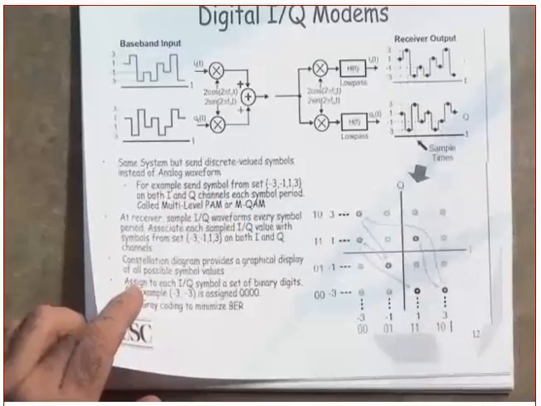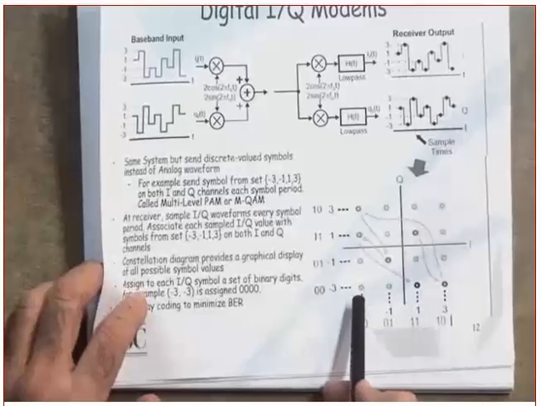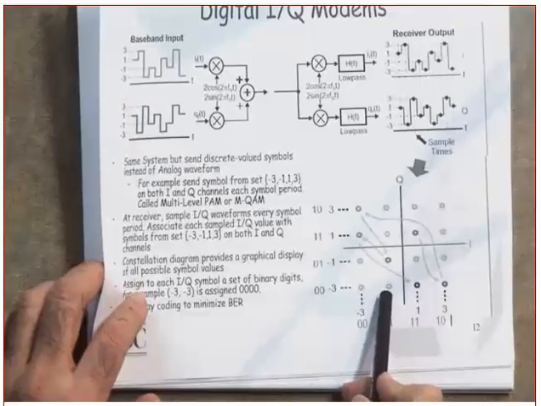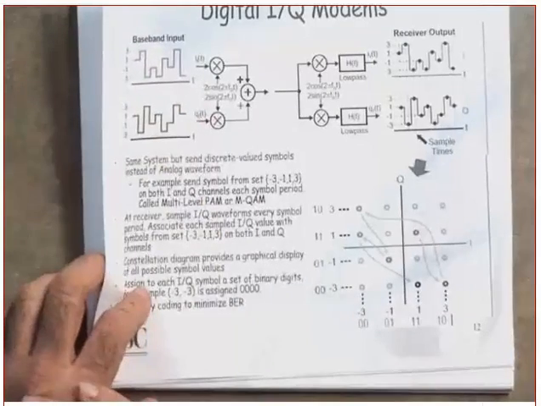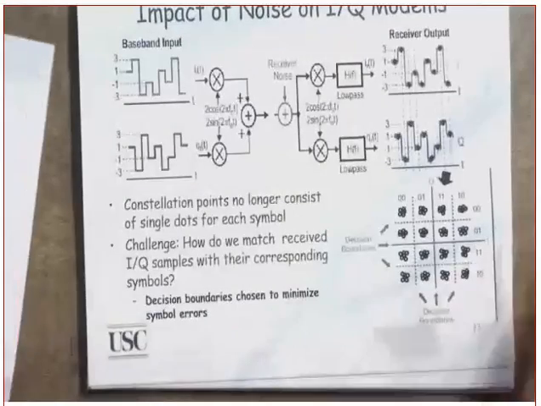In error. Clear? So in here, when you use gray coding, it means what? When you go from here to here, a symbol error has been created, but how many bits are in error? Only just 1 bit in error. Clear? Okay, good.